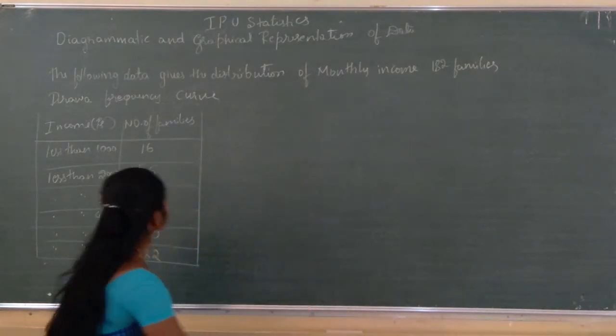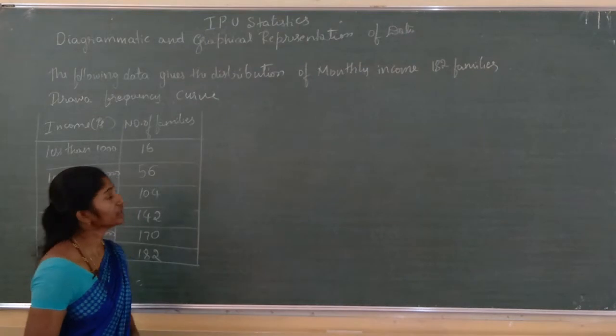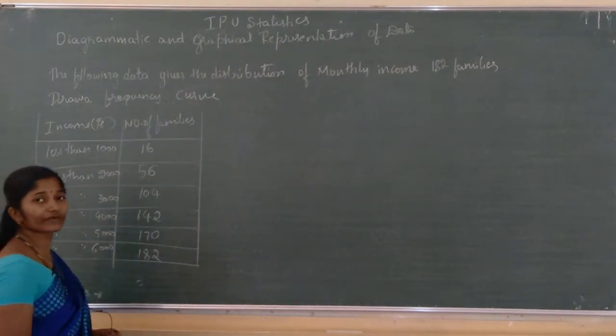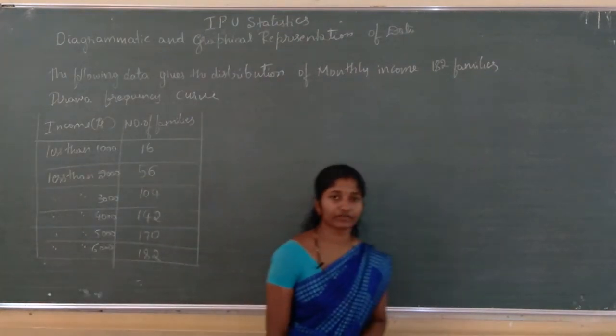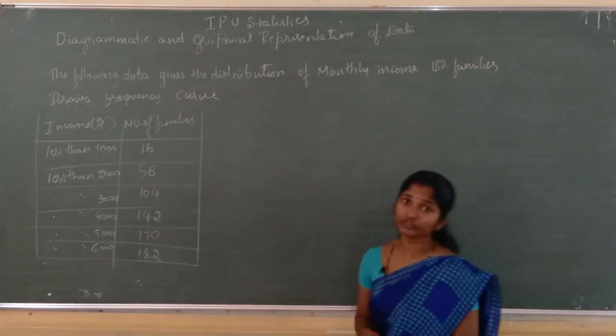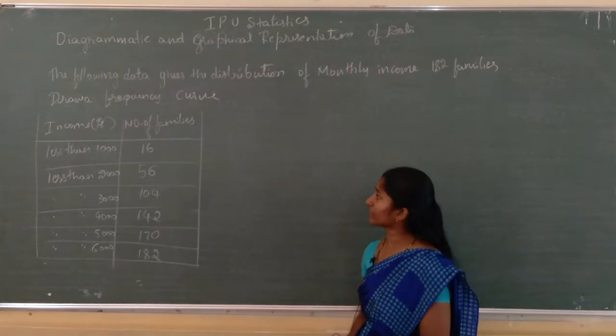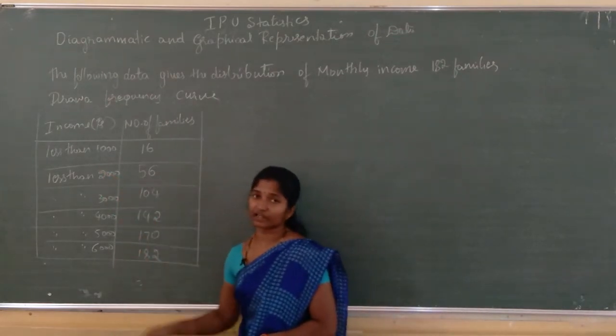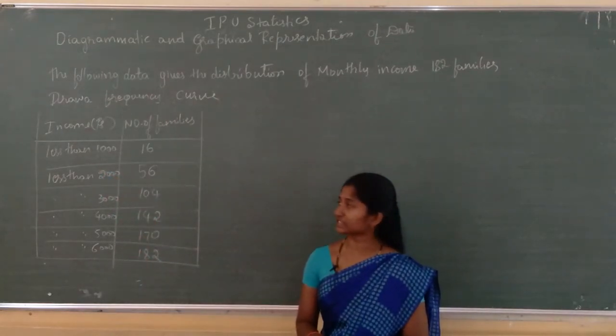Now, I have written one problem. Here I have written the question also. Draw a frequency curve. First, what you should observe? See, you should observe the data. How the data was given? See here, it is given in the less than form.